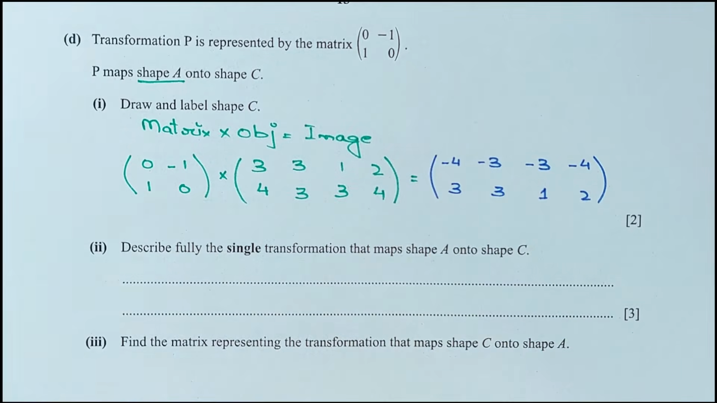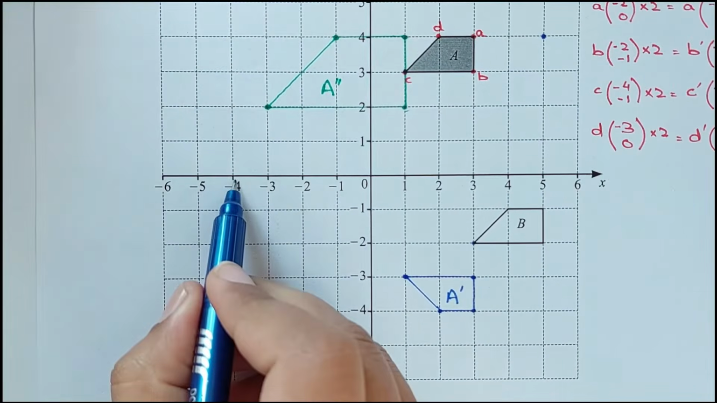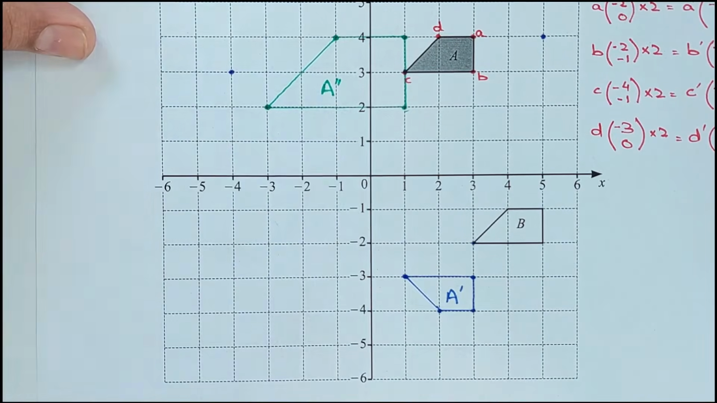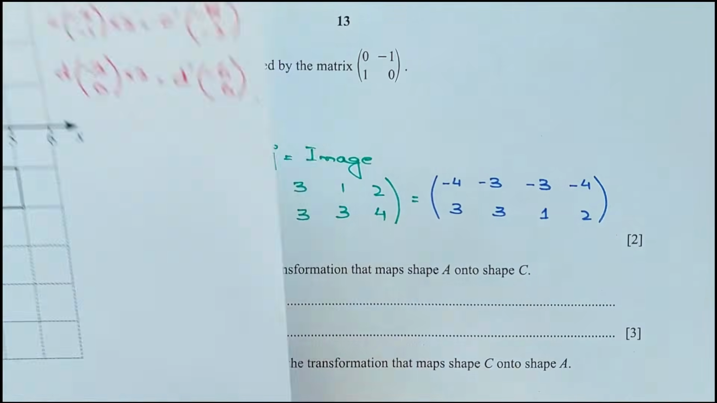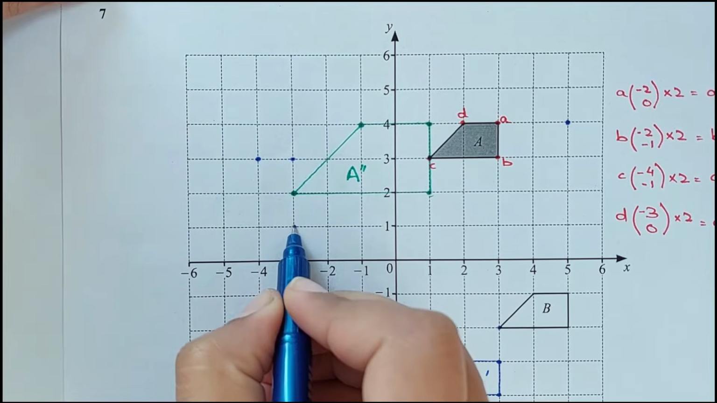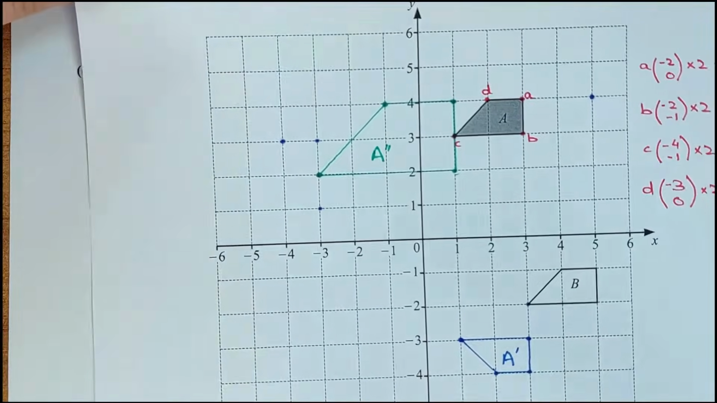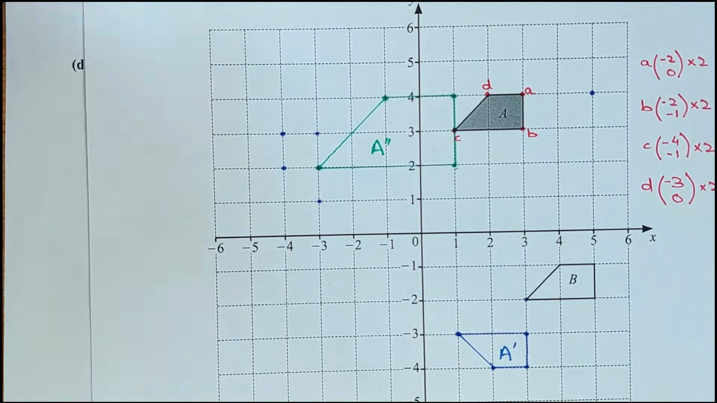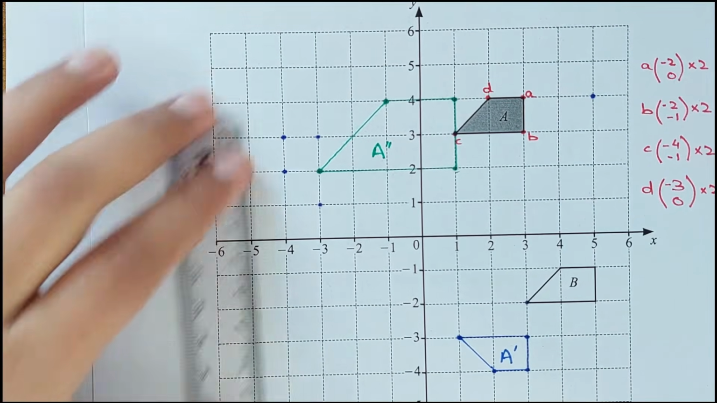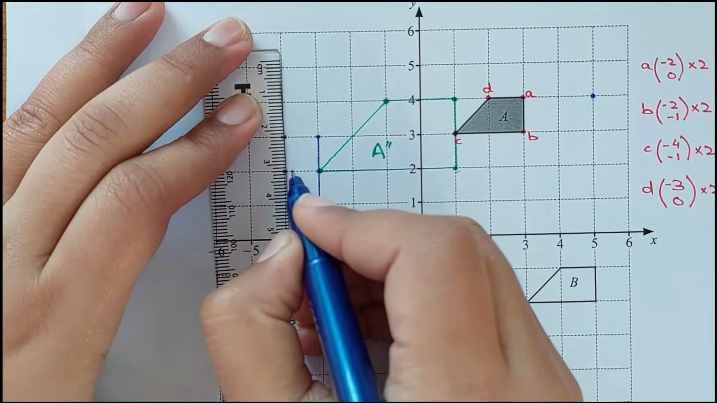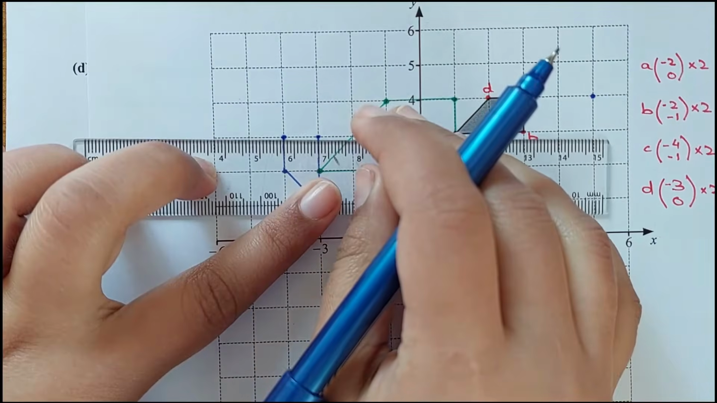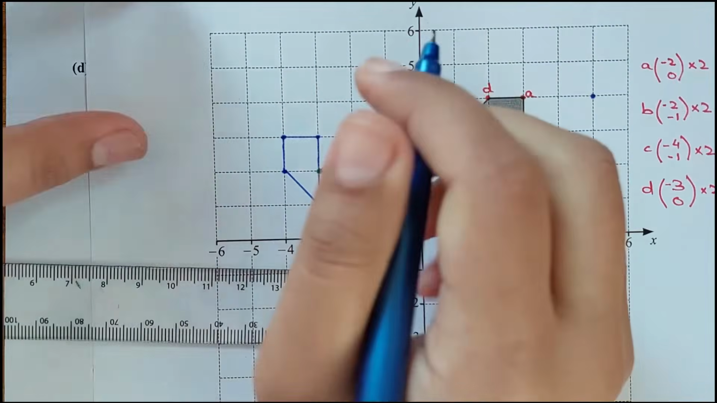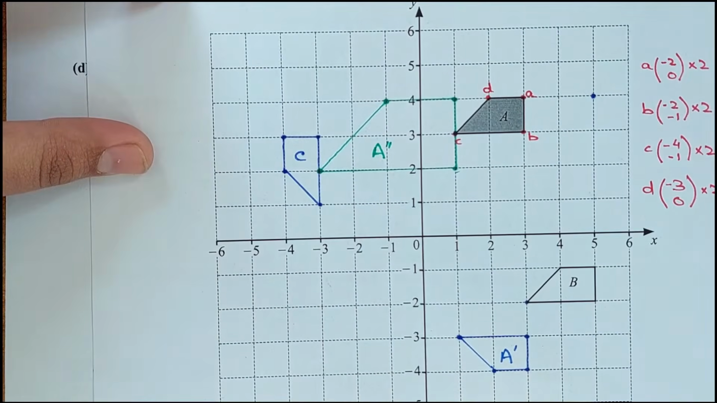-4 and 3. X is -4, y value is 3, this point, right? And then -3, 3, x is -3 and y is 3, this point. And then -3, 1, x is -3 and y is 1. -4 and 2, x is -4 and the y value is 2, right? Let me draw this shape. This is shape C.